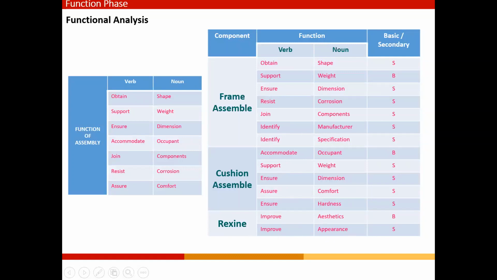So here, for the overall function of the assembly, they again did a micro level analysis, where they found these are the contributing functions required for the function of the complete assembly. Like, they should obtain shape, they should support weight, they should ensure dimension. It also ensures the occupant accommodation. It should join the components. It should resist corrosion, and also it should assure comfort.